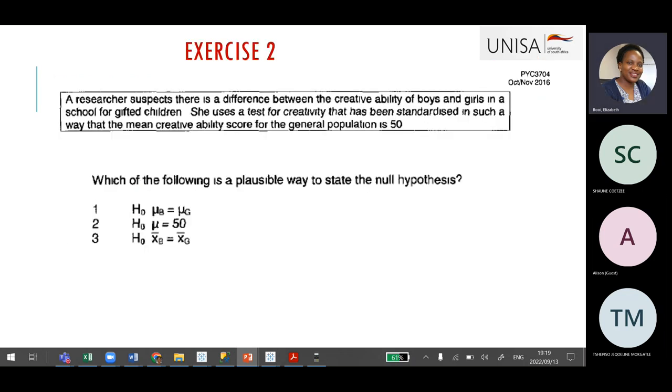A researcher suspects there is a difference between the creative ability of boys and girls. That is something that you need to take note of. Boys and girls in a school for gifted children. She uses a test for creativity that has been standardized in such a way that the mean creativity ability score for the general population is 50. Which of the following is a possible way to state the null hypothesis?